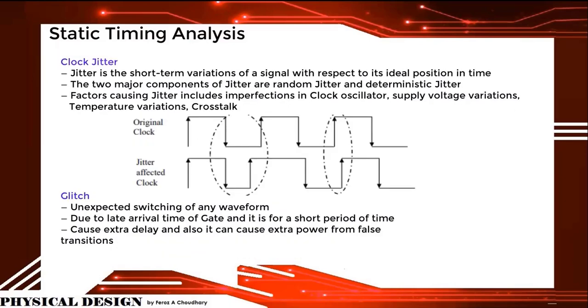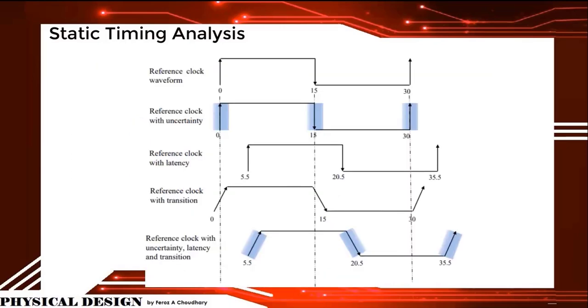Clock jitter is a short-term variation of a signal with respect to its ideal position in time. The two major components of jitter are random jitter and deterministic jitter. Factors causing jitter include imperfection in clock oscillator, supply voltage variation, temperature variation, and crosstalk. Glitch: unexpected switching of any waveform due to late arrival time of gate, and it is for a short period of time, causes extra delay, and also can cause extra power from false transitions.